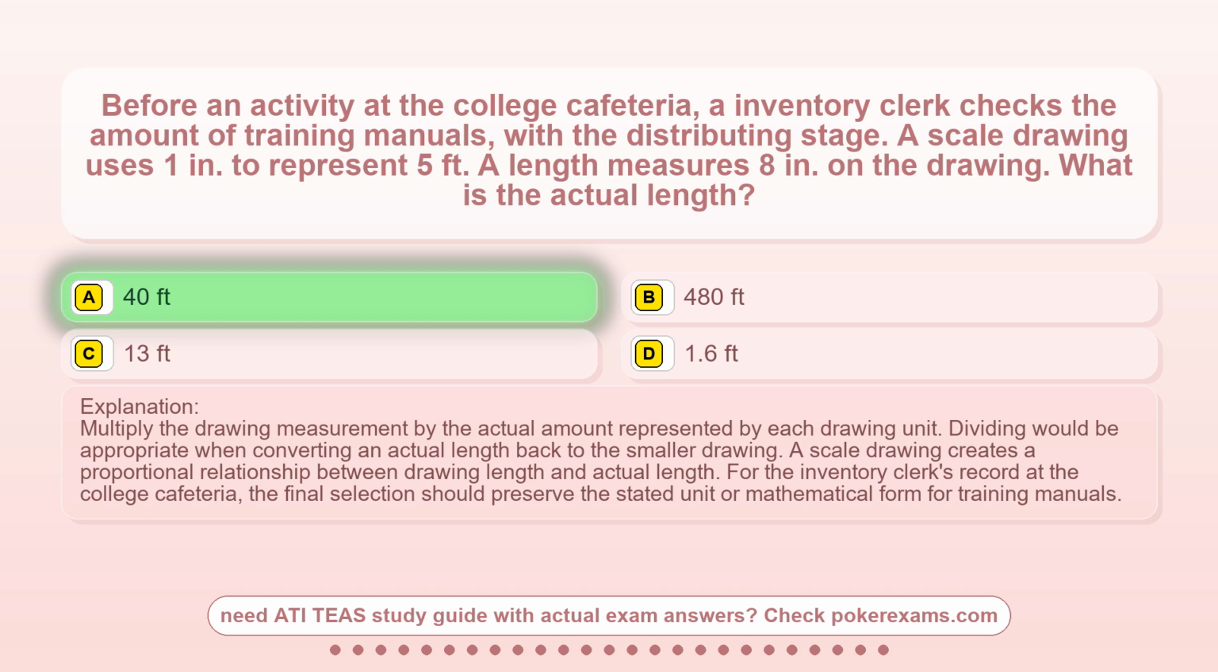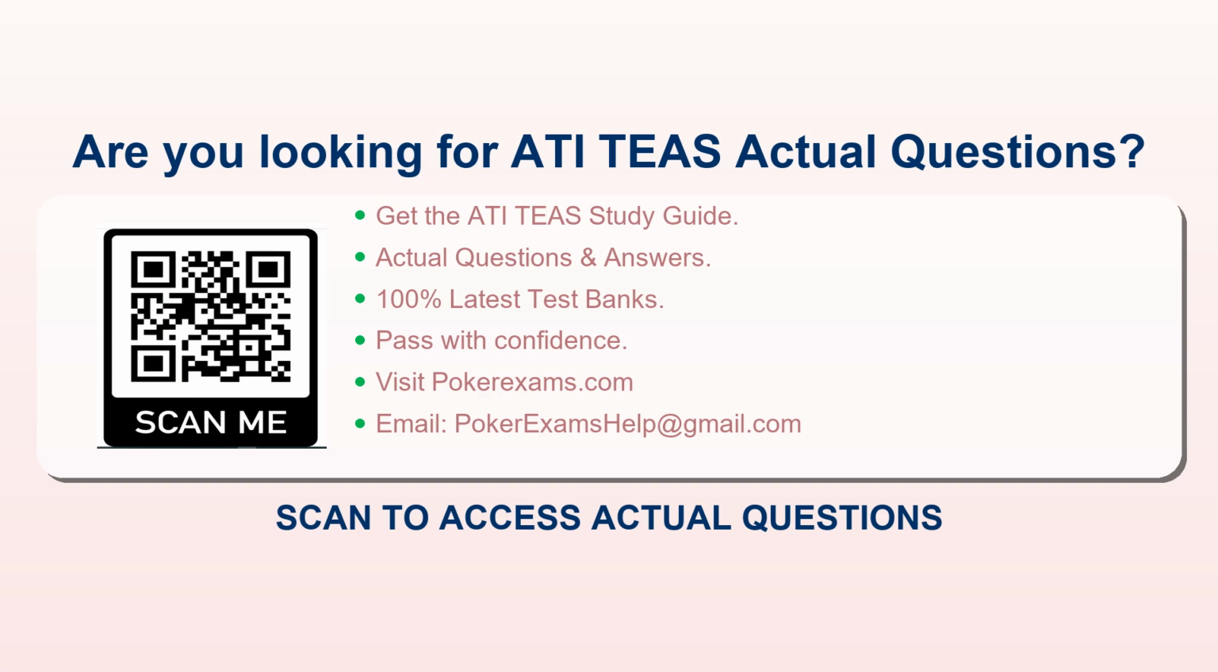Multiply the drawing measurement by the actual amount represented by each drawing unit. Dividing would be appropriate when converting an actual length back to the smaller drawing. A scale drawing creates a proportional relationship between drawing length and actual length. For the inventory clerk's record at the college cafeteria, the final selection should preserve the stated unit or mathematical form for training manuals.